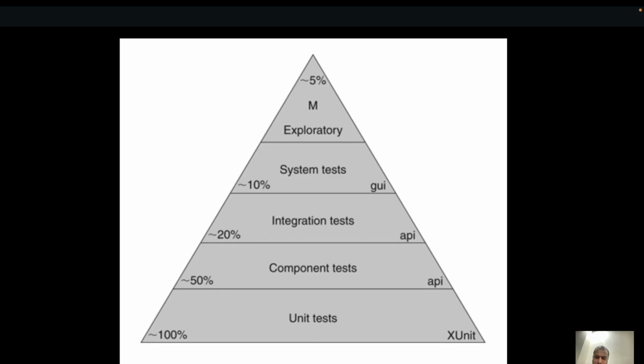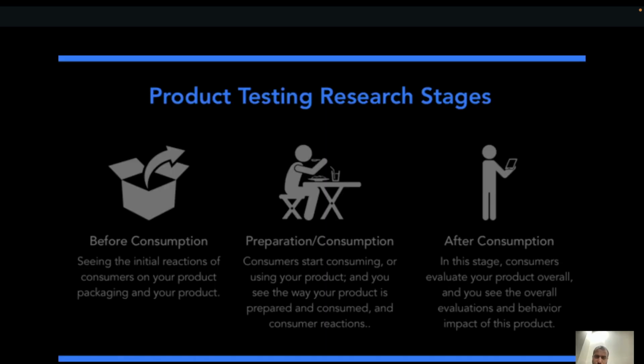All right. So product testing research stages. There's something like before consumption, preparation, and after consumption. So there are initial reactions of the consumers to your product packaging and your product that we look at. And then there is a preparation where consumers start consuming or using your product after the testing has happened. So now they're actually using your product. They see your product, and based on that they may give you feedback, and after they have consumed it they will share feedback, and we can use that feedback for improving the product.